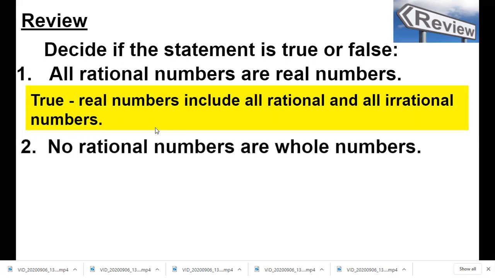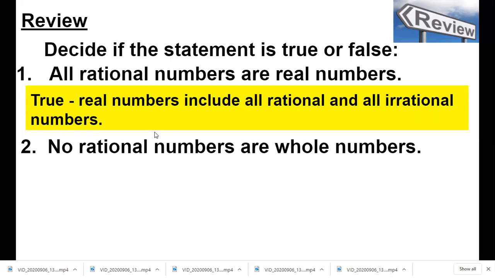Next one, no rational numbers are whole numbers. So if you can find an exception to that, if you can find one rational number that's a whole number, then that makes the statement false. And I can think of a whole lot of rational numbers that are whole numbers too, like 1, 2, 3, 4, 5, 6, 7, 8, 9, 10, and so on up to 20, etc.